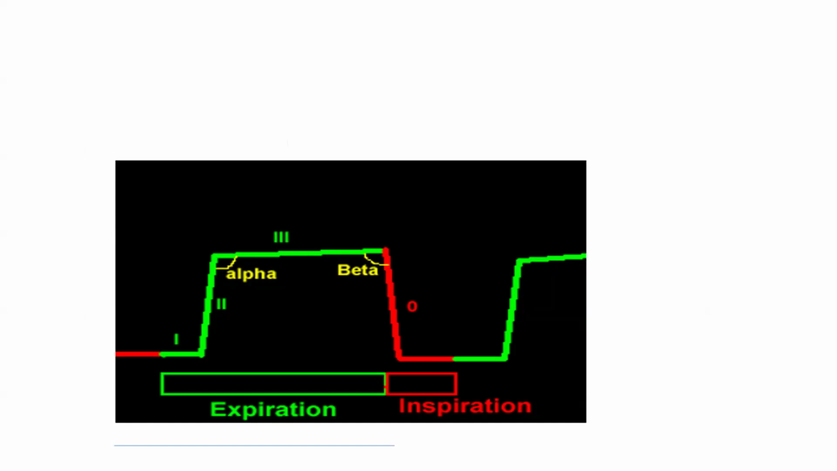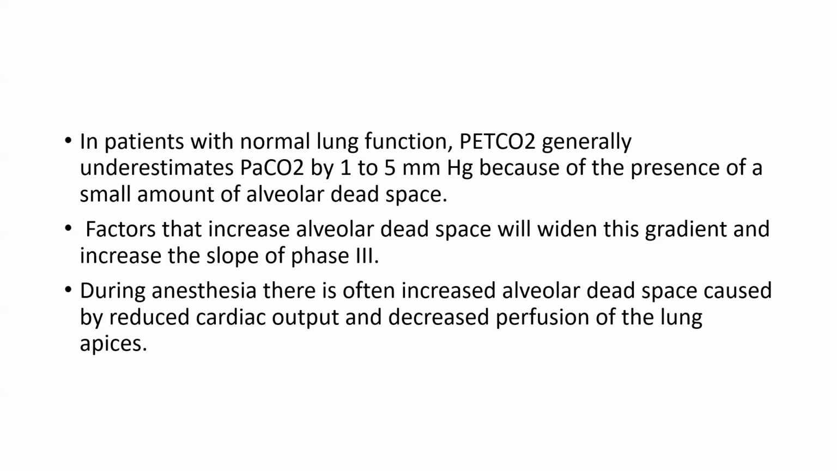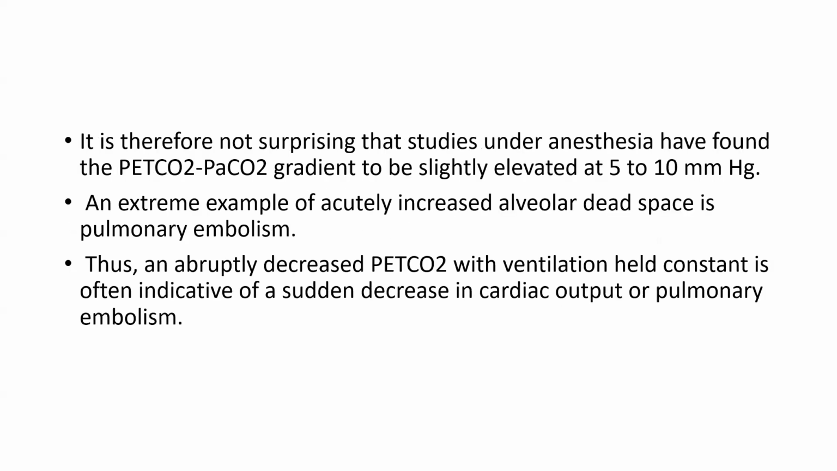In patients, EtCO2 generally underestimates PaCO2 by 1 to 5 mmHg because of the presence of a small amount of alveolar dead space. Factors that increase the alveolar dead space will widen this gradient and increase the slope of phase 3. During anesthesia, there is increased alveolar dead space caused by reduced cardiac output and decreased perfusion of the lung apices. It is therefore not surprising that studies under anesthesia have found the EtCO2 and PaCO2 gradient to be slightly elevated at 5 to 10 mmHg.